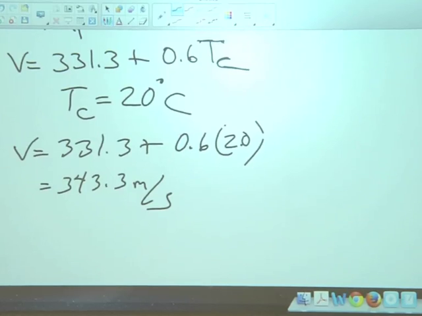All right, so now let's say on this particular day there is a thunderstorm. And you do that usual thing of counting the seconds in between the lightning and the thunder, and you want to know how far away the storm is. If there is a 6-second gap between the two events, how many meters away is the storm?